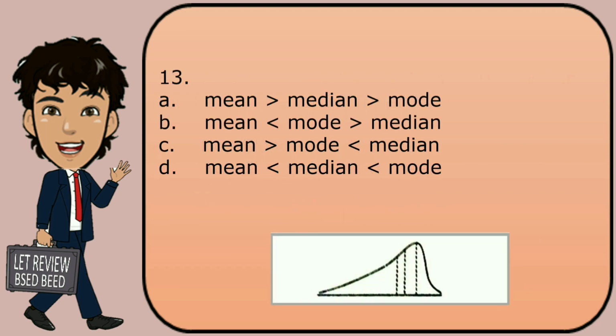For items 12 to 17, what does each figure or distribution on the right indicate? 13. A. Mean greater than median greater than mode. B. Mean less than mode greater than median. C. Mean greater than mode less than median. D. Mean less than median less than mode.